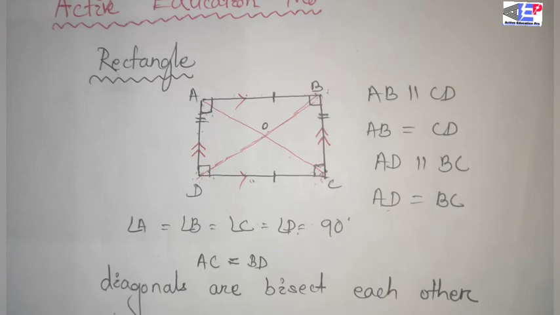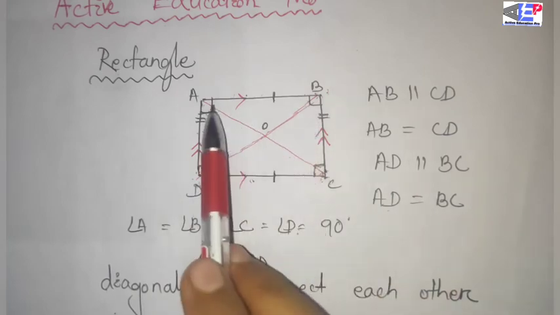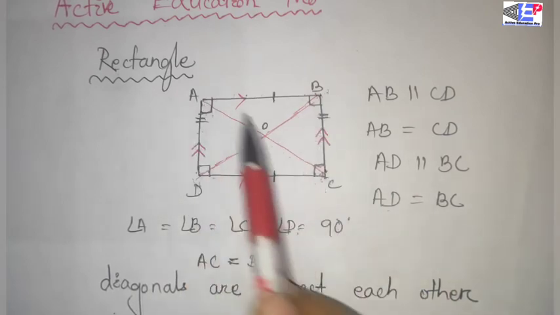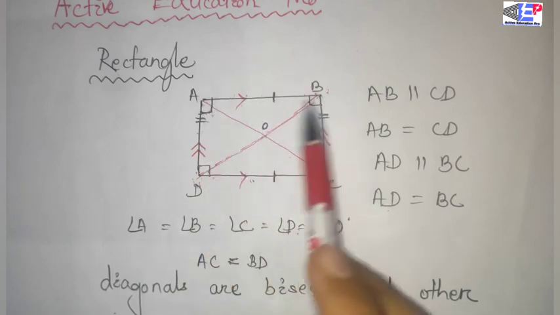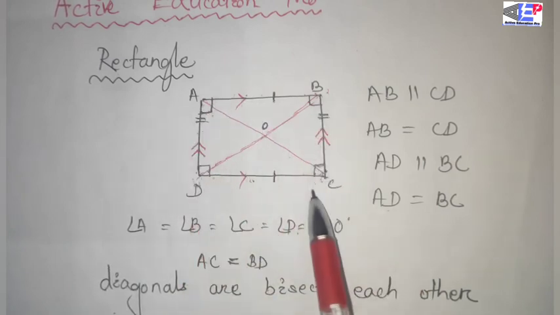Again, I repeat it. Here rectangle is a quadrilateral having 4 sides, 4 vertices and 4 interior angles. Rectangle is a special case of parallelogram because it satisfies the main condition, the first condition of parallelogram, that opposite pairs of sides are parallel. Here in a rectangle, opposite sides are parallel and also they are same in length. Here AB is equal to CD, AD is equal to BC, and opposite pairs are parallel. AB is parallel to DC and AD is parallel to BC.